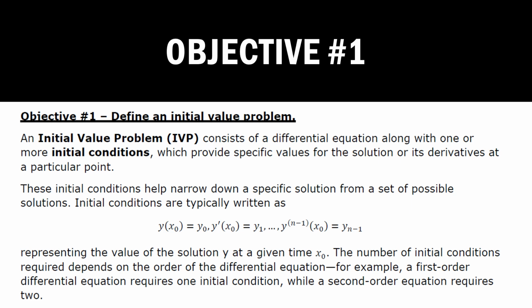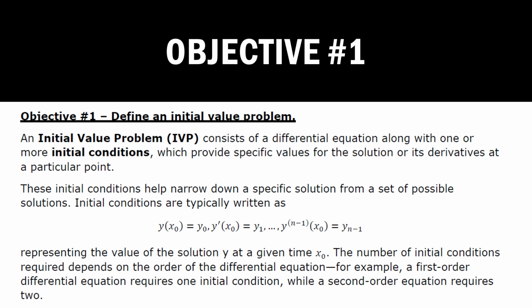An initial value problem, or IVP, consists of a differential equation along with one or more initial conditions, which provide specific values for the solution or its derivatives at a particular point. These initial conditions help narrow down a specific solution from a set of possible solutions.